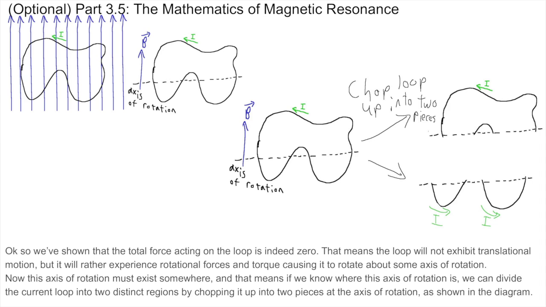That means the loop will not exhibit translational motion, but it will rather experience rotational forces and torque, causing it to rotate about some axis of rotation. Now this axis of rotation must exist somewhere, and that means if we know where this axis of rotation is, we can divide the current loop into two distinct regions by chopping it up into two pieces at the axis of rotation as shown in the diagram.